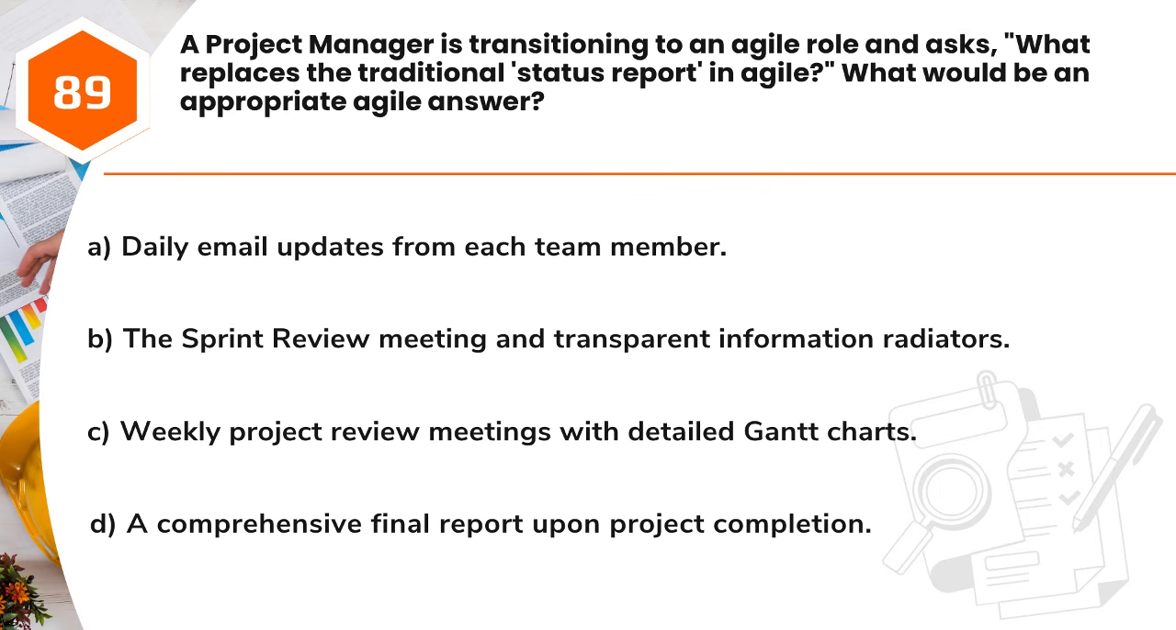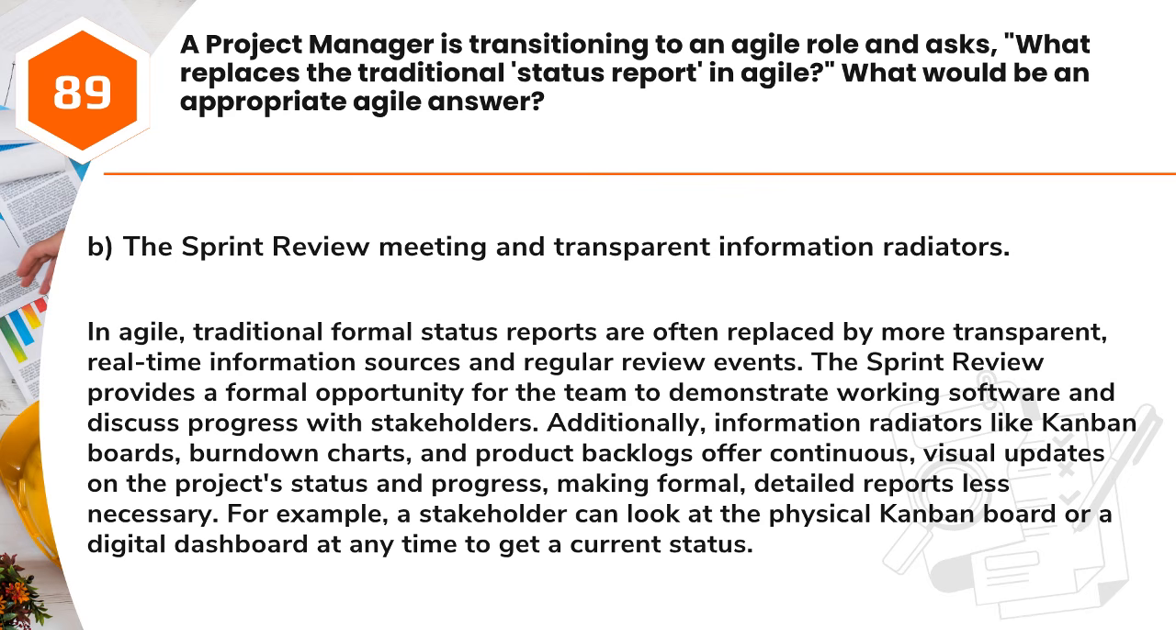Answer: B. The sprint review meeting and transparent information radiators. In Agile, traditional formal status reports are often replaced by more transparent, real-time information sources and regular review events. The sprint review provides a formal opportunity for the team to demonstrate working software and discuss progress with stakeholders.